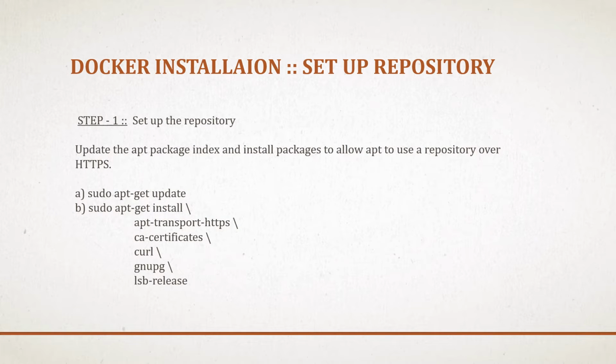As step one, we'll set up the repository. We'll update the package index and then install the packages to allow apt to use a repository over HTTPS. If you see the command below, sudo apt-get update will update the package index, and sudo apt-get install with apt-transport-https, ca-certificates, curl, gnupg, lsb-release. This will set up the packages for installation and we'll use the repository over HTTPS.